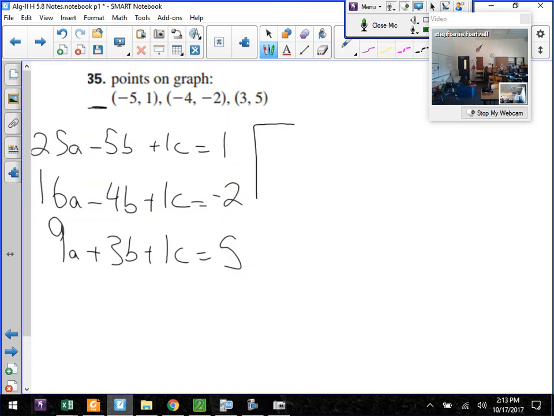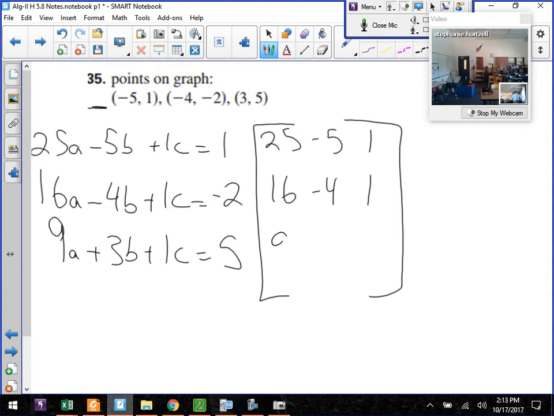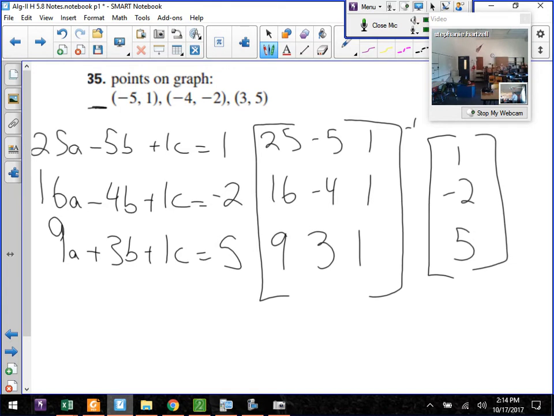My coefficient matrix of this would be 25, -5, 1, 16, -4, 1, and so on, to the negative 1 power, and I multiply that then to the answer column. And I just basically throw that in the calculator just like that. It'll spit out my answer as a column matrix, and that's my A, B, and C value, and I just write down the equation. Does that help?